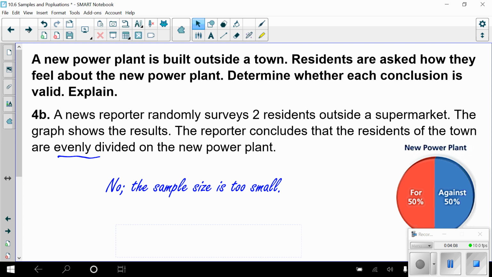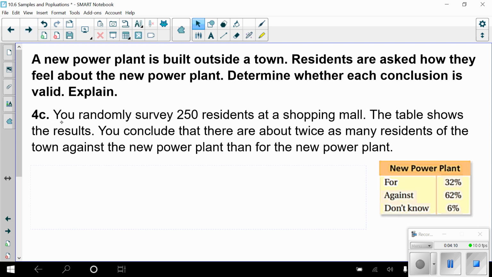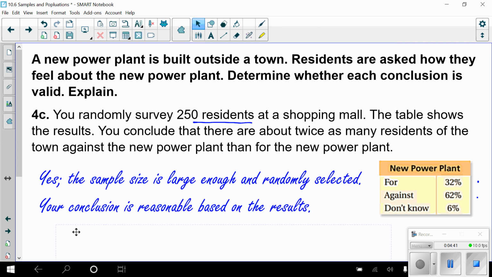All right, same question. You randomly survey 250 residents at a shopping mall. The table shows the results, and you conclude that there are about twice as many residents of the town against the new power plant than for the new power plant. So 32% said that they were for, 62% of the people you surveyed said they are against, and 6% don't know. So that is about double. It is a large enough sample, so yes, it would give you a valid conclusion because the sample size is large enough and they're randomly selected.